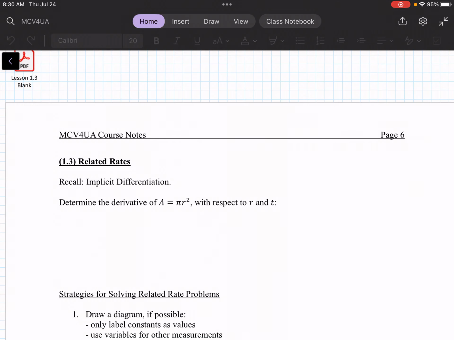Hello and welcome to lesson 1.3, related rates. Today we're going to see how a rate is possibly related to another rate within an expression.